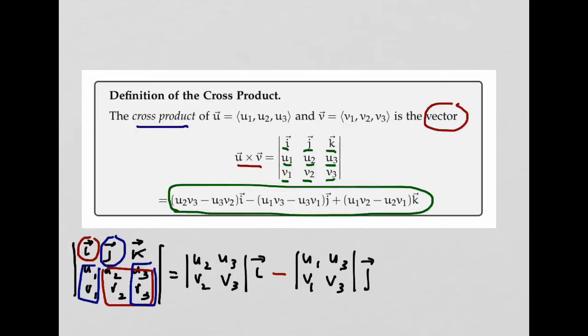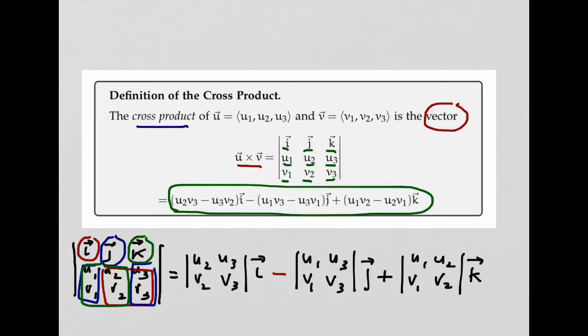I go further along the first row to the third entry, which is entry k. Cover everything in the row of k and everything in the column of k. We will be left with the 2 by 2 determinant u1, u2, v1, v2. Now, I have a plus the 2 by 2 determinant u1, u2, v1, v2 times the vector k.